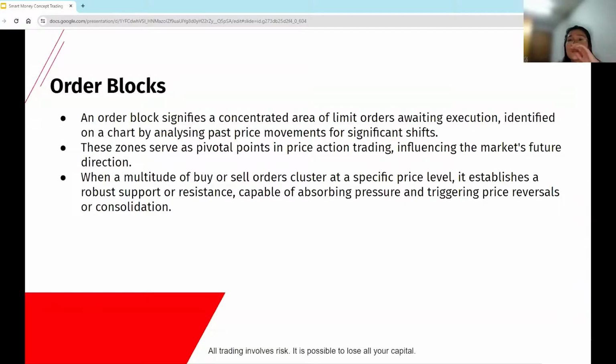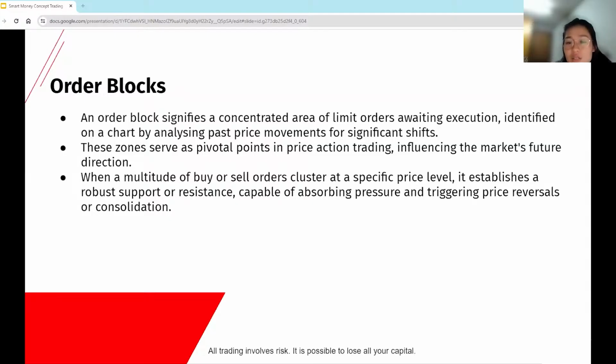Okay, so let's talk about order blocks, and this is similar to somebody's question about entry and exit zones. Basically, an order block signifies a concentrated area of limit orders awaiting execution. So these are the levels where we discuss supply and demand. I guess it's similar to your support and resistance levels and how to identify them, which we will get into in a little bit.